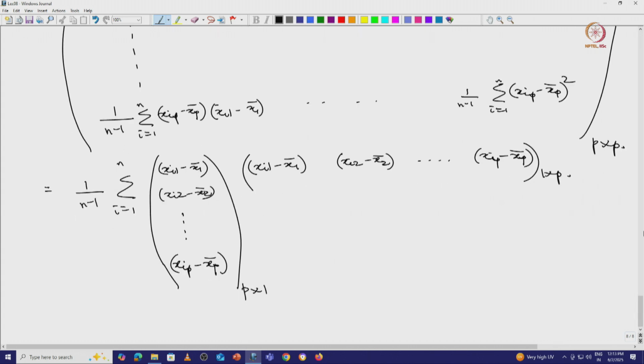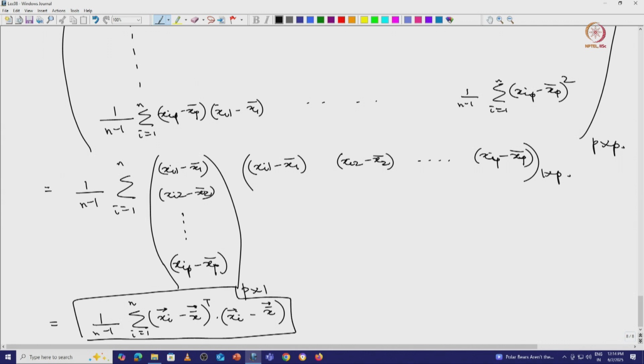And this can be written in a condensed notation, which is essentially 1 over n minus 1 sum i going from 1 to n of (x_i vector minus x bar vector) times (x_i vector minus x bar vector) transpose. So, all this we were doing just so as to obtain this very simple notation for the sample covariance matrix. Now if you have a matrix of data, you can very easily compute what the sample covariance matrix will look like.